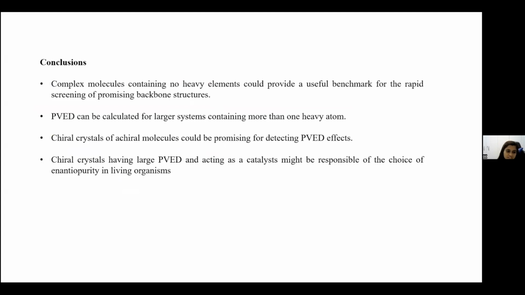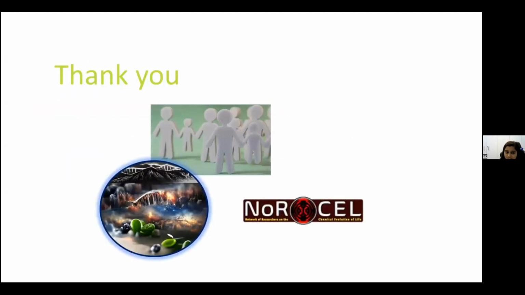In conclusion, complex molecules containing no heavy elements could provide a useful benchmark for the rapid screening of promising backbone structures. PVD can be calculated for larger systems containing more than one heavy atom. Chiral crystals of achiral molecules could be promising for detecting the PVD effect. The chiral crystals having large PVD and acting as a catalyst might be responsible for the choice of enantiopurity in living organisms.